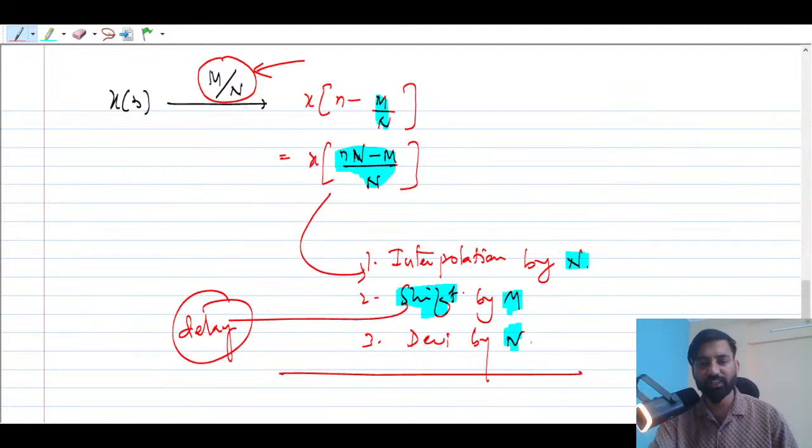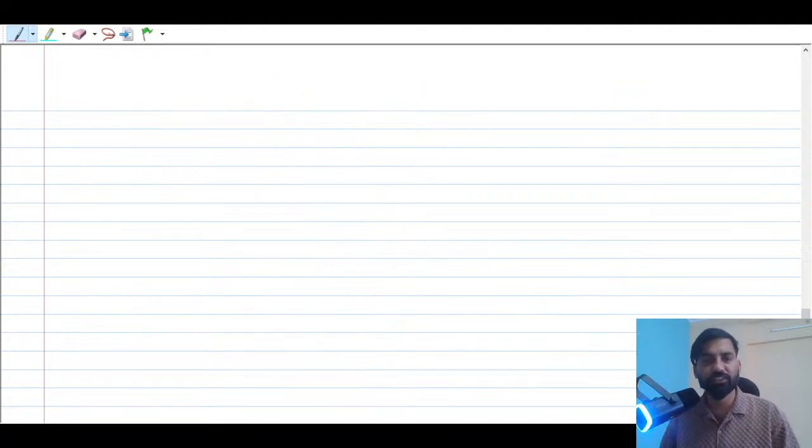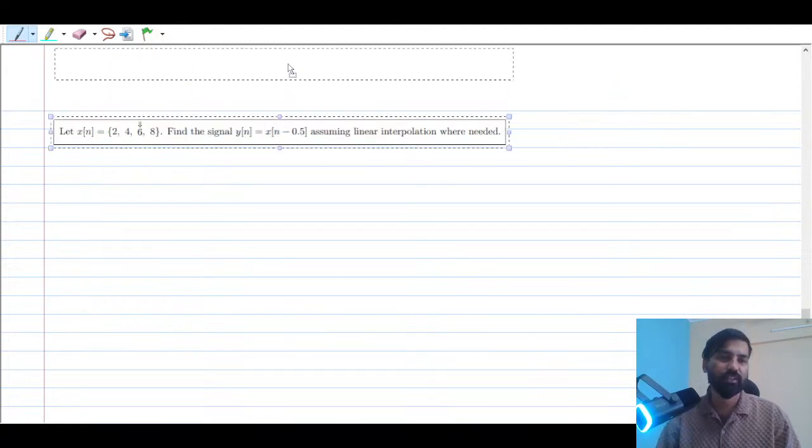We will take one example here and try to understand this concept. Suppose we have got one question. Whenever all three operations are combined here, decimation, interpolation and shifting, what do you have to do first? This sequence you have to remember always.